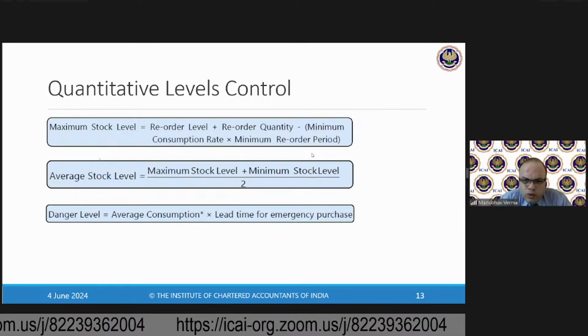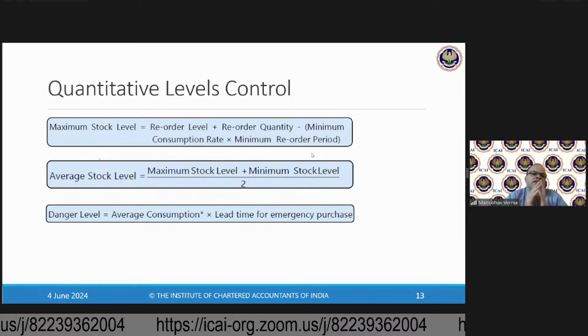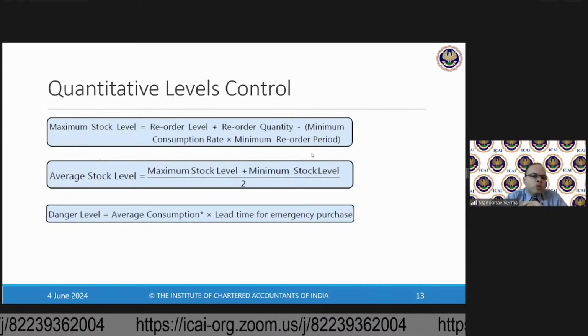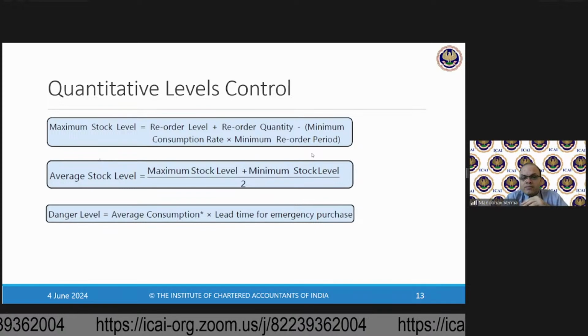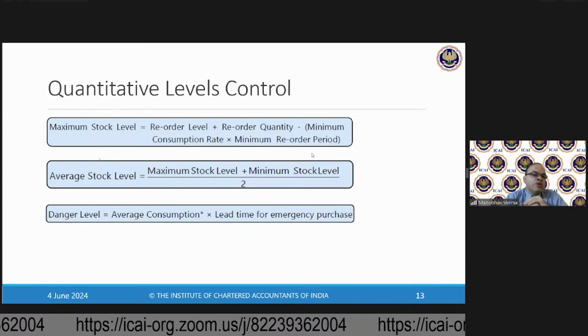There is something called danger level. Danger level is nothing but the level at which the normal issue of the raw material can stop, and only emergency issues are made.